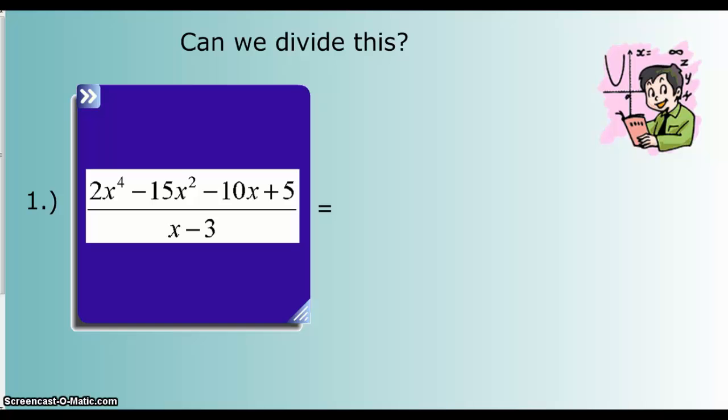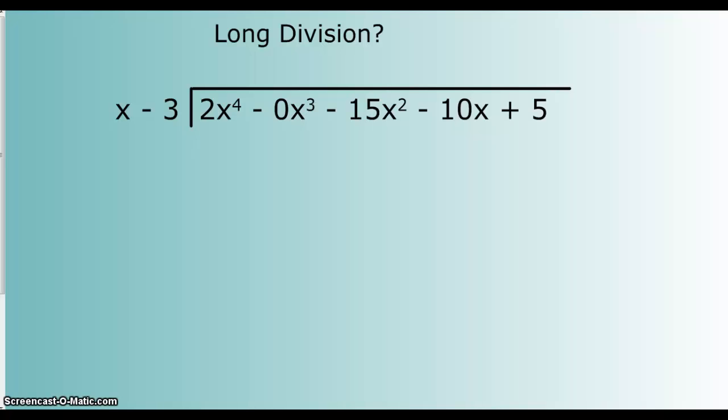Can we divide this? I have 2x to the fourth minus 15x squared minus 10x plus 5 divided by x minus 3. So normally when we divide, we factor and cancel, but I'm looking at the top and I don't think I can factor that. Does that mean we have to do long division?